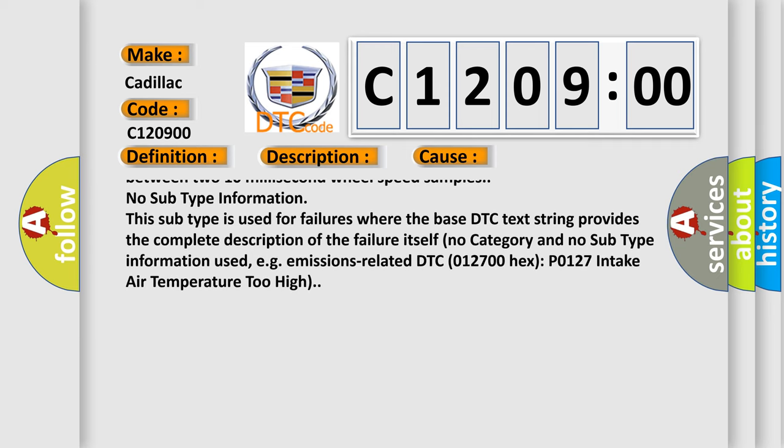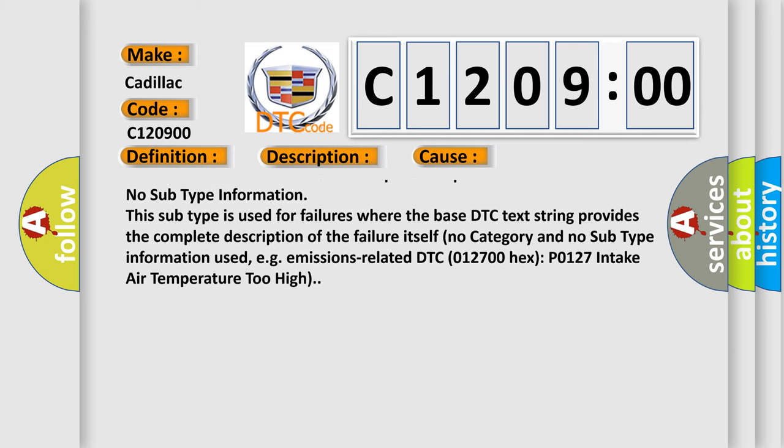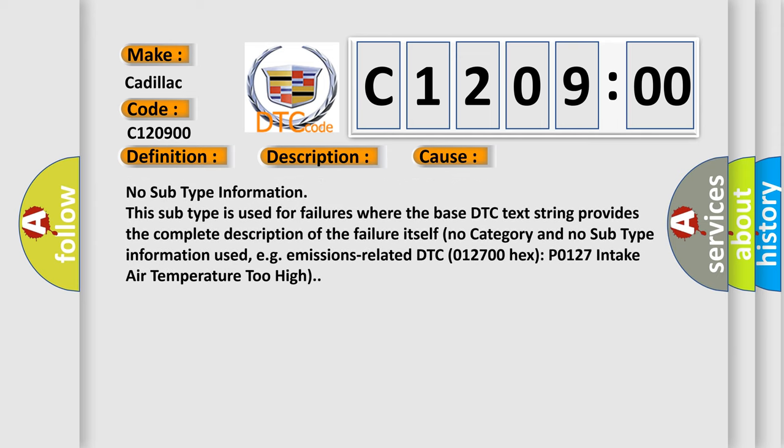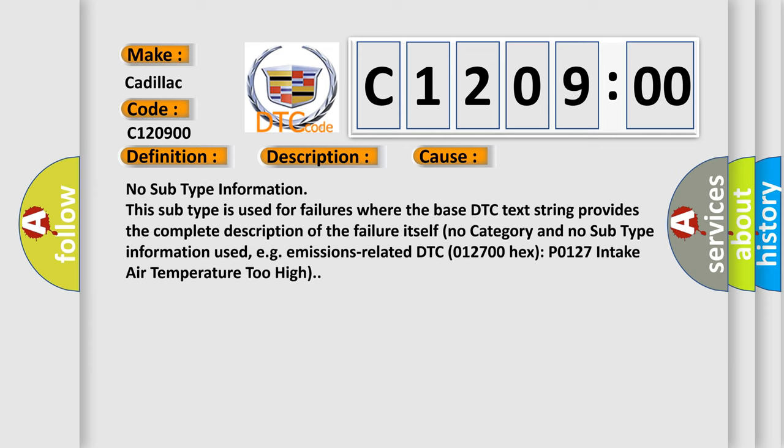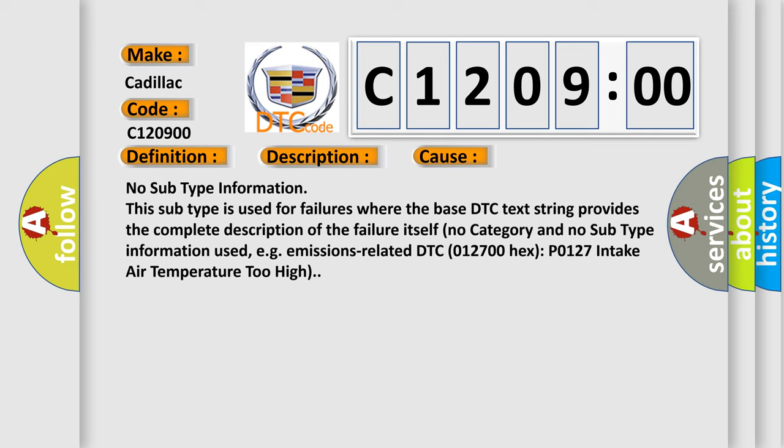This subtype is used for failures where the base DTC text string provides the complete description of the failure itself. No category and no subtype information used, e.g. emissions related DTC 012700 hex, P0127: intake air temperature too high.